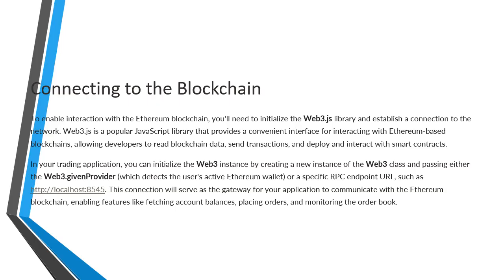To enable interaction with the Ethereum blockchain, you'll need to initialize the web3.js library and establish a connection to the network. Initialize the Web3 instance by creating a new instance of the Web3 class and passing either Web3.givenProvider, which detects the user's active Ethereum wallet, or a specific RPC endpoint URL, such as the localhost URL. This connection will serve as the gateway for the application to communicate with the Ethereum blockchain, enabling features like fetching account balances, placing orders, and monitoring the order book.